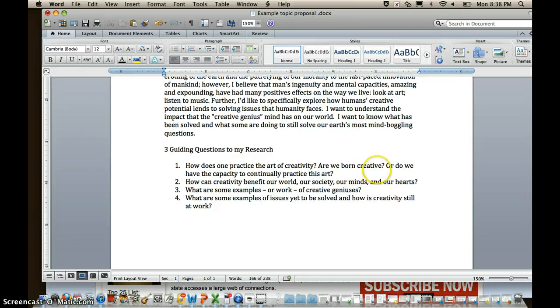How does one practice the art of creativity? Are we born creative, or do we have the capacity to continually practice this art? Okay, that's kind of a 3-pronged question embedded into one. How can creativity benefit our world, our society, our minds, and our hearts? What are some examples or work of creative geniuses?